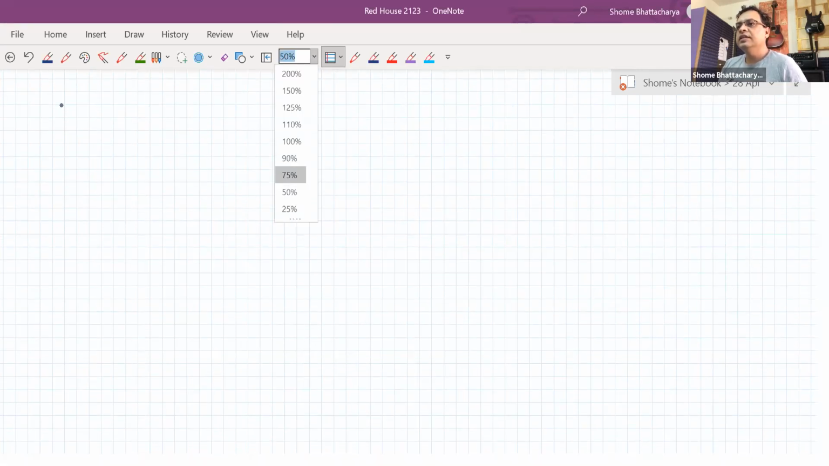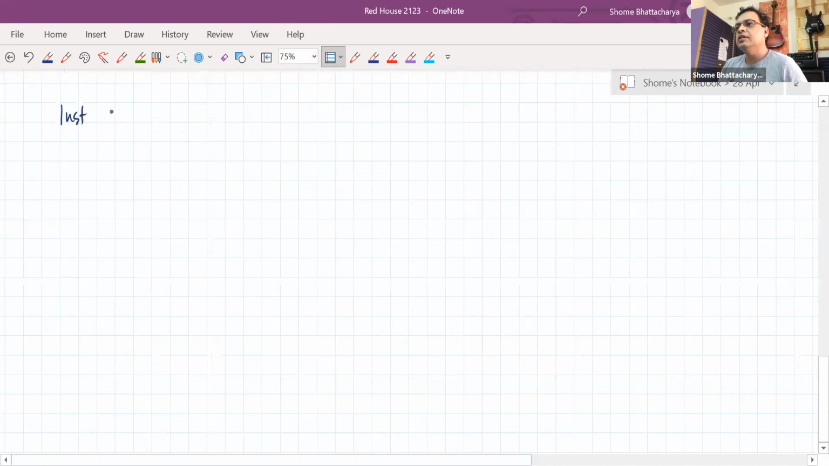Now, what is instantaneous speed? Anybody has an answer for that? Can anybody describe what is instantaneous speed? How is it different? Change in speed upon change in time? Change in speed upon change in time?